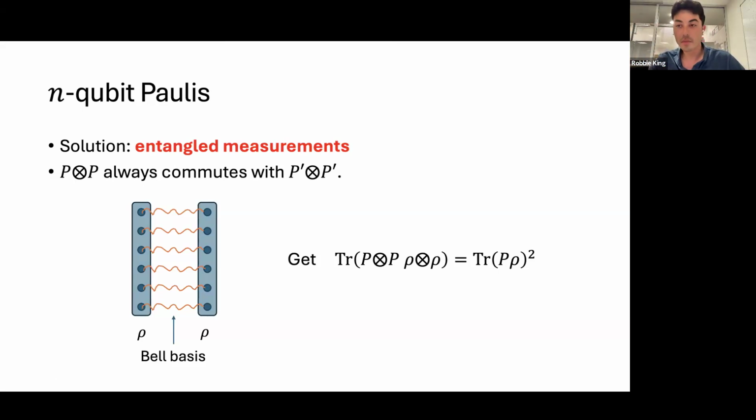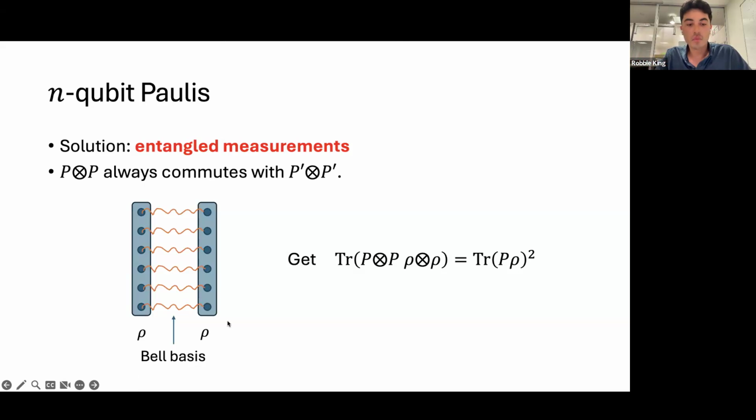In particular, there's some basis which diagonalizes them. In fact, we're back in the commuting case that we looked at before, where we now have a commuting set of operators. What is this basis? It turns out it is the Bell basis. So the Bell basis on qubits 1 and 1', 2 and 2', tensored together, etc.